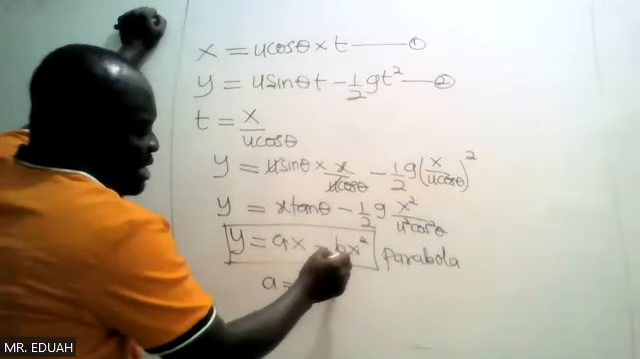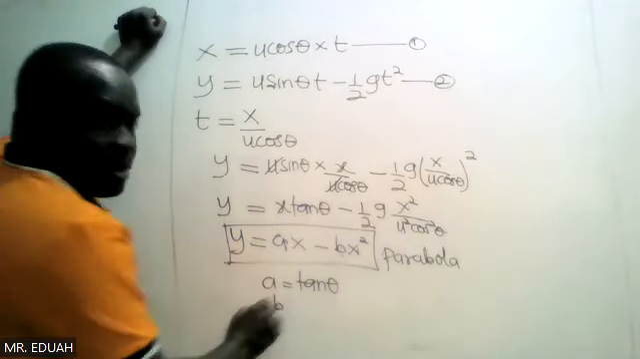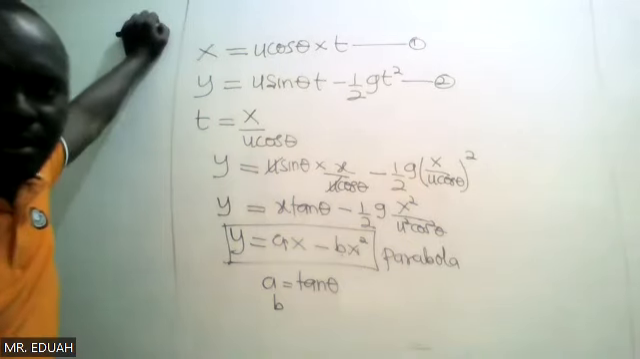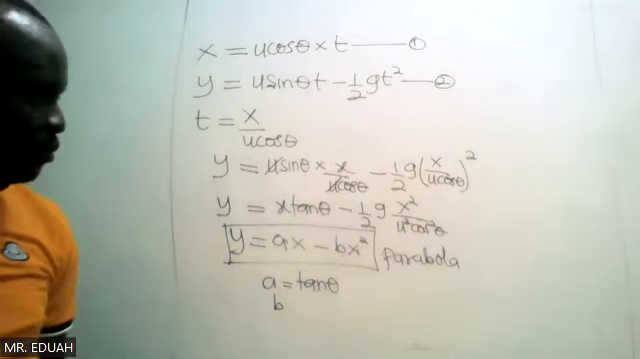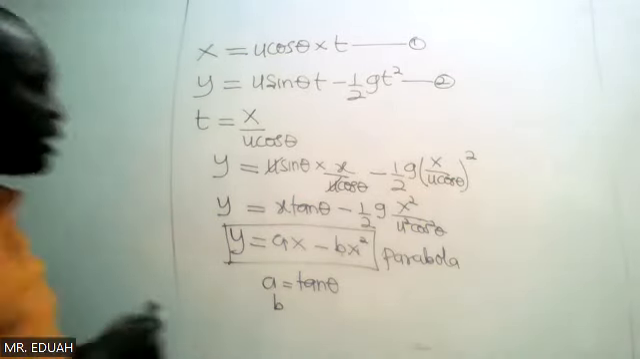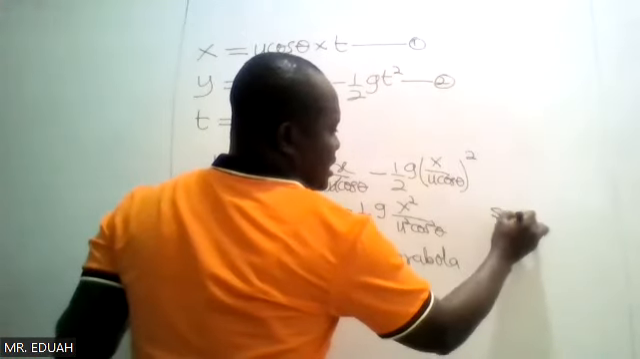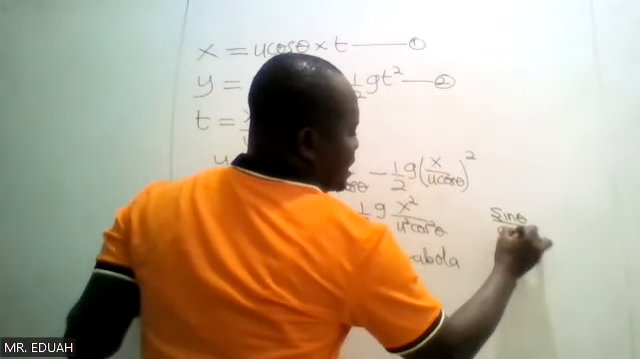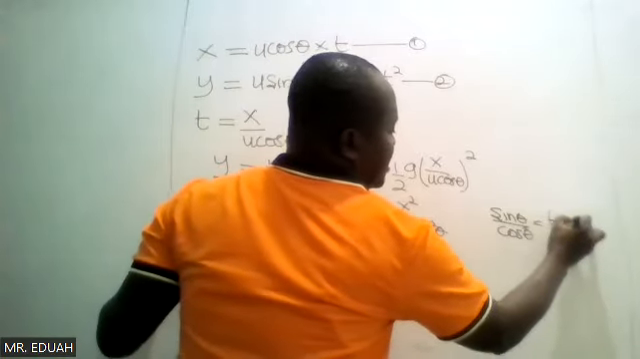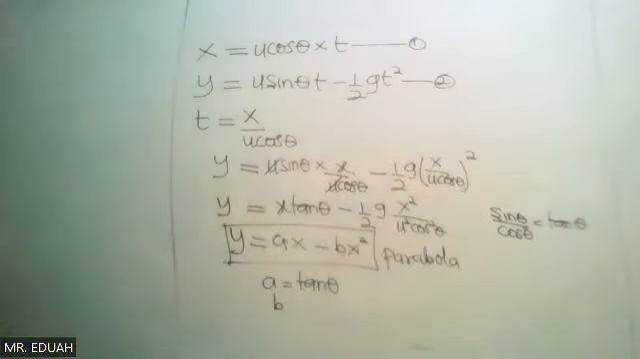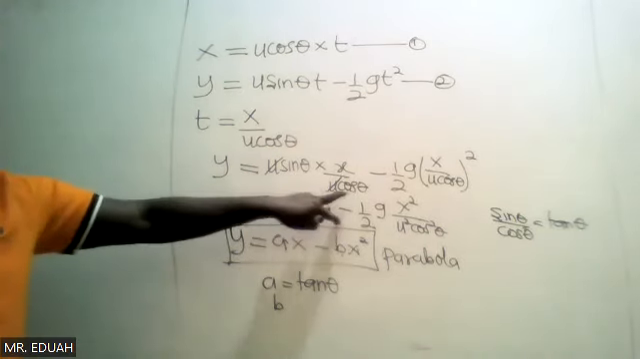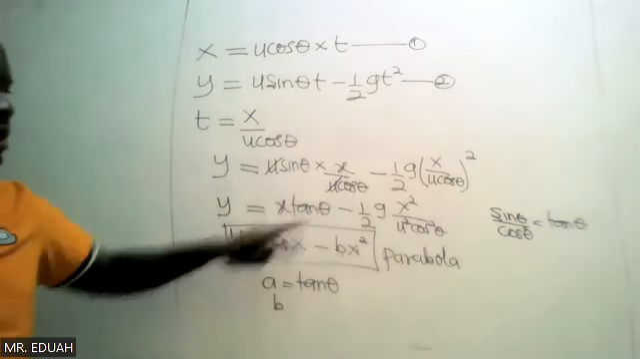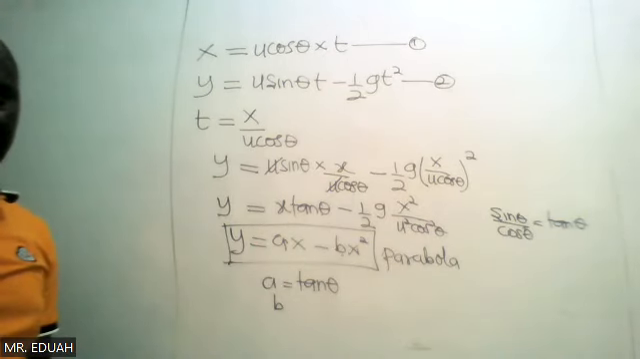Then B. Hello. Please, I want to ask a question. Go ahead. Please, I want to ask where we got the tan from. Okay. Sine theta over cos theta is equal to tan theta. So when you divide sine by cosine of an angle, it's equal to tan theta. Thank you. Welcome.